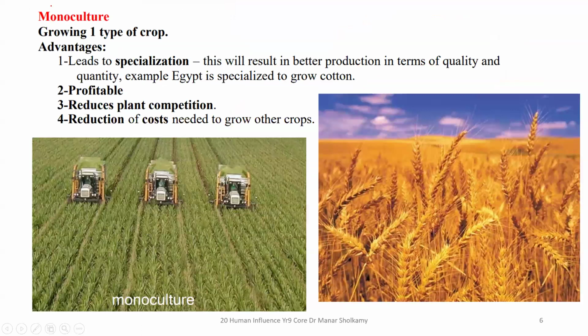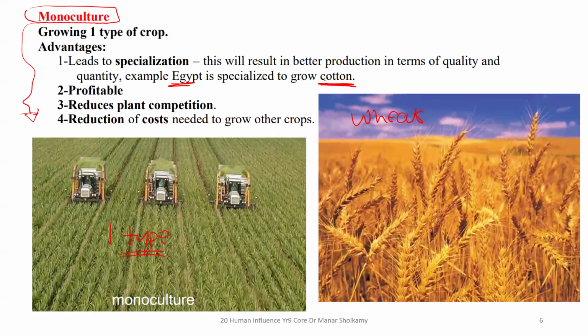The first definition is monoculture and polyculture. Now, I hope it's clear from the name. Monoculture means I'm going to grow only one type of crop, only one type. I will grow only cotton. I will grow only wheat. Some countries are specialized in growing one type of crop. Example, Egypt is specialized in growing cotton. Now, this has advantages and disadvantages.